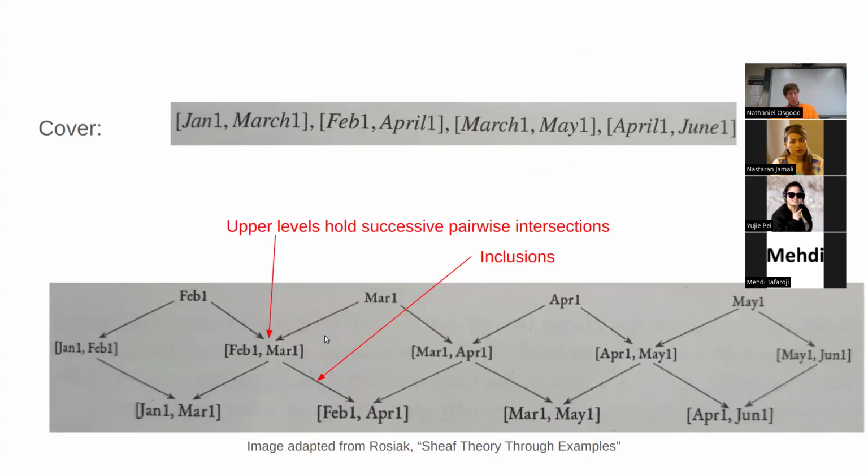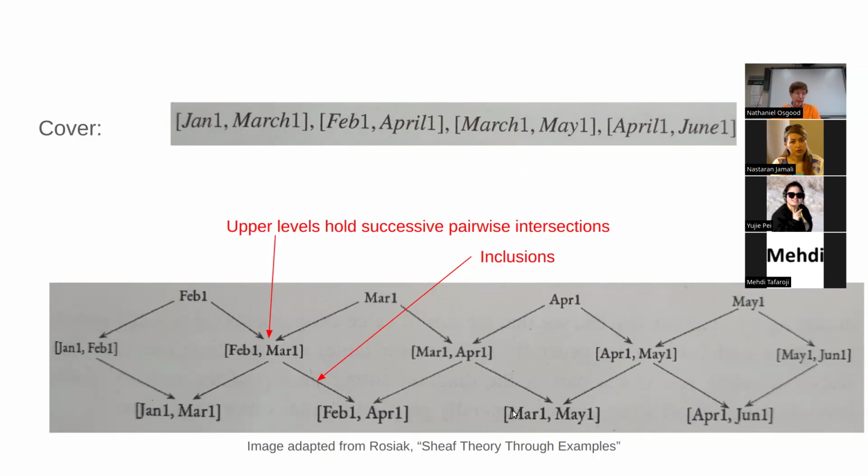Okay, so let's consider this next example. It's actually a third example, I think. He's considering different intervals of time. And you'll notice that these are not necessarily disjoint: January 1st to March 1st, February 1st to April 1st. Clearly, some of this interval lies in overlap with this one. Similarly, this interval overlaps with this one, etc.